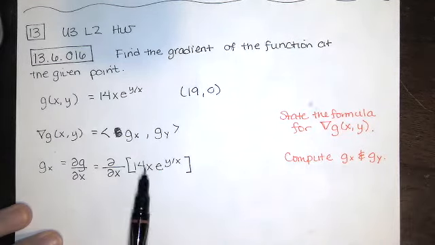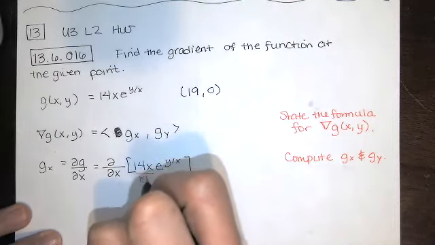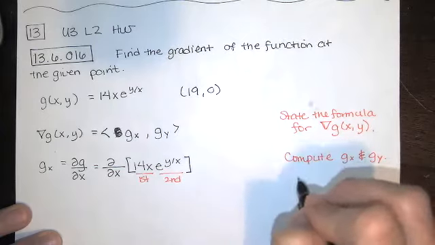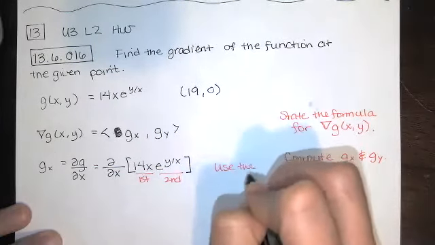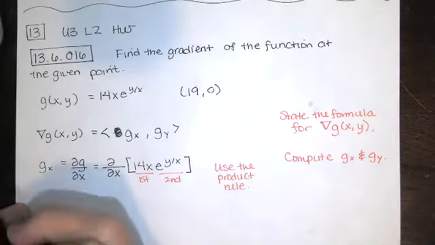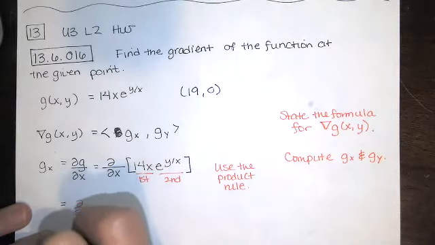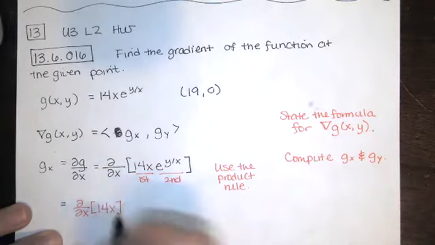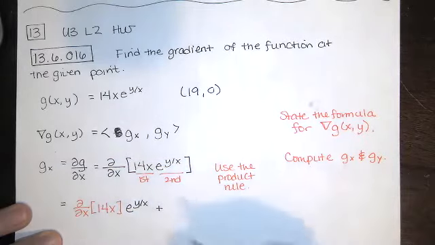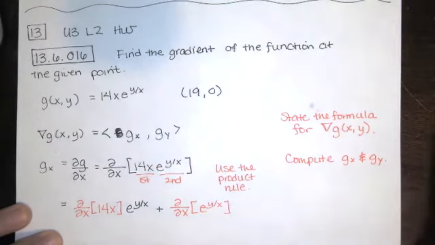Now I notice right away that I've got a function of X over here times a different function of X. So this is our first function and this is our second function. So I'm going to have to use a product rule. We'll have the derivative of the first function with respect to X times the second function plus the derivative of the second function with respect to X times the first function.